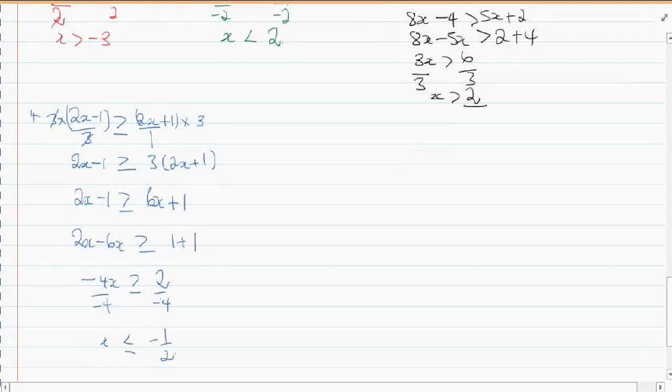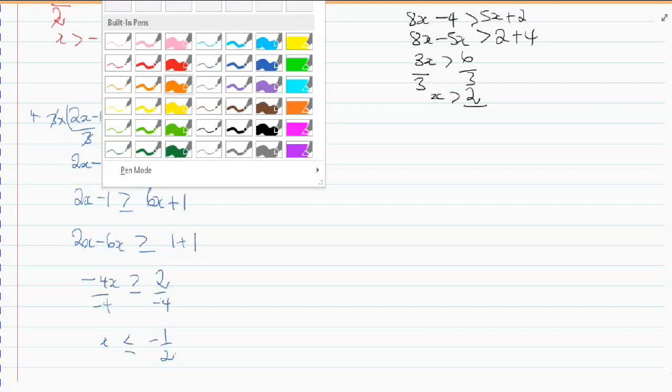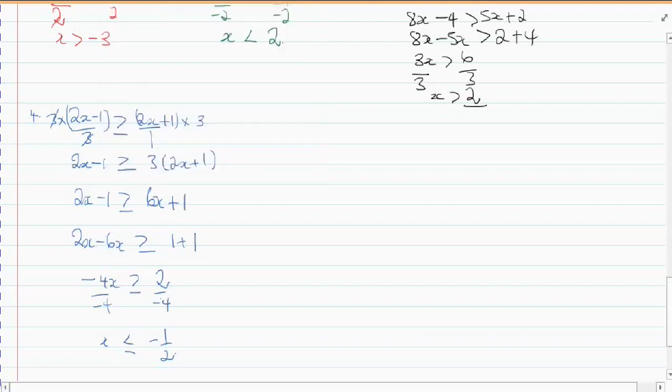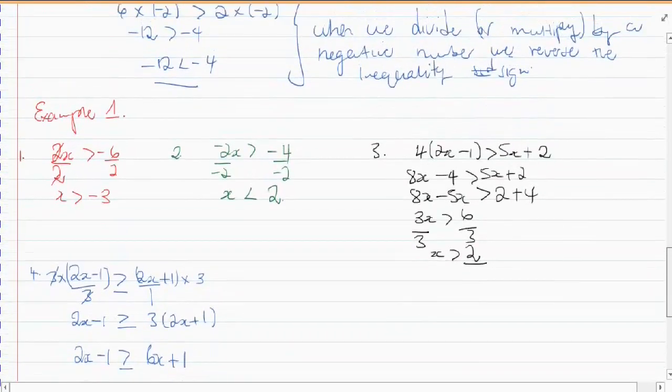So we can represent all this on a number line. On a number line, the x value must be from negative 1 over 2, including that because there's an equality there, and it's less. That will be our number line for this one. That's the inequality of example 4.